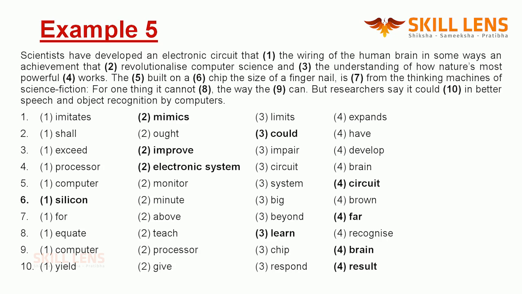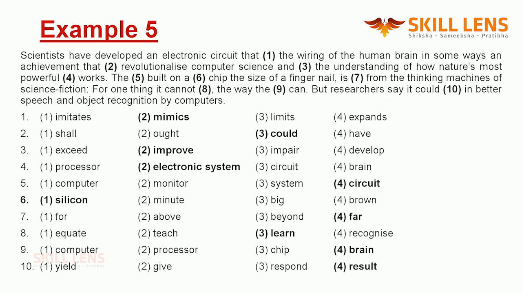Blank 5. The dash built on a dash chip, the size of a fingernail. The circuit built on a silicon chip. The size of a fingernail. Right. So silicon chip. Now, there are people who will probably choose option 2 as an answer for blank 6, minute. Now, minute is not necessary because it's already telling us how small the chip is. So we choose the material in which the chip is made. Silicon chip, the size of a fingernail is dash.